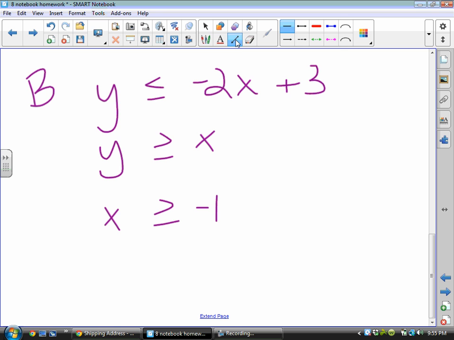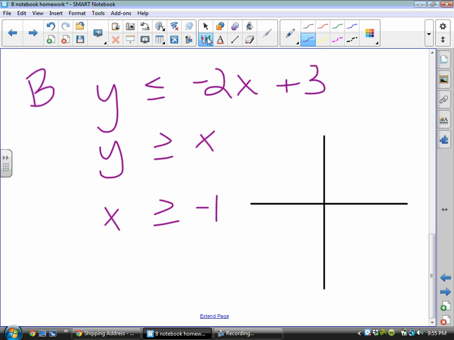Let me make a little graph kind of right here. Alright, so I'm going to start with my one that looks like a line, or start with the top one. My starting value will be at +3. We'll say that's going to be a 3. And my slope is down to the right one. Down to the right one.